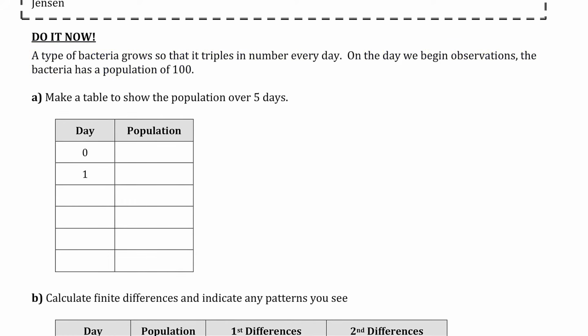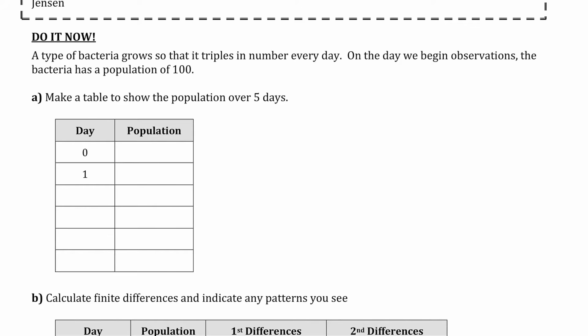So this question says we have a type of bacteria that grows so that it triples in number every day. That's what makes this relationship exponential. On the day we begin observations, the bacteria has a population of 100. We'll start by making a table to show the population over 5 days.